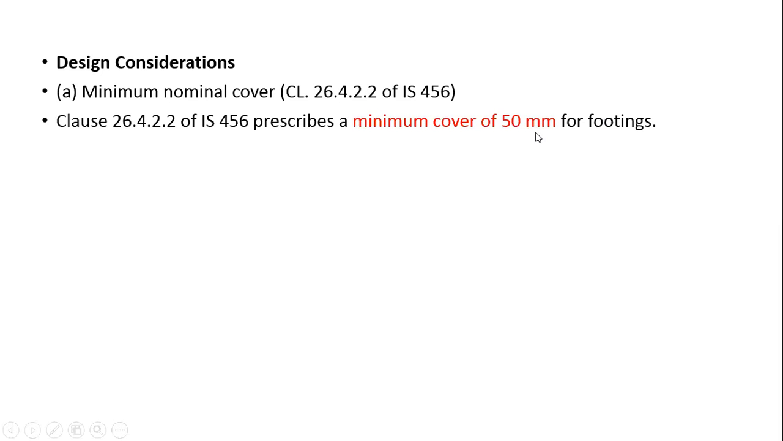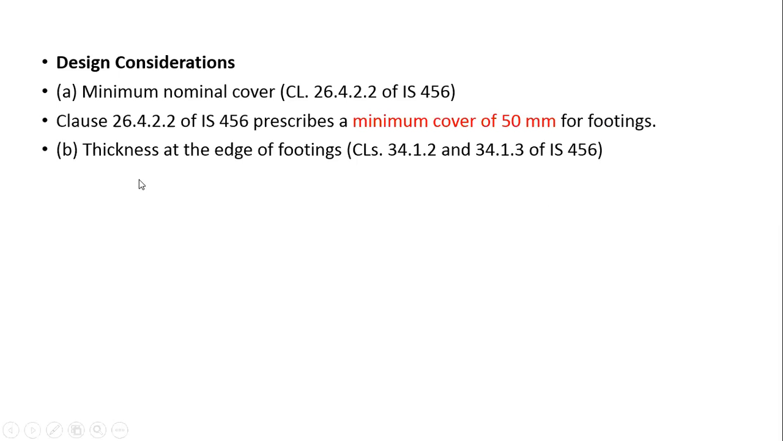Angle of repose. Now, what are the design considerations? First is your minimum nominal cover. How much cover do you have to provide? In case of foundation, maximum cover is provided if you compare with all the structural members. Like in case of slab, we provide 20. In case of beam, we provide 25. In case of column, we provide 40. But in case of foundation, the minimum is 50 millimeter.